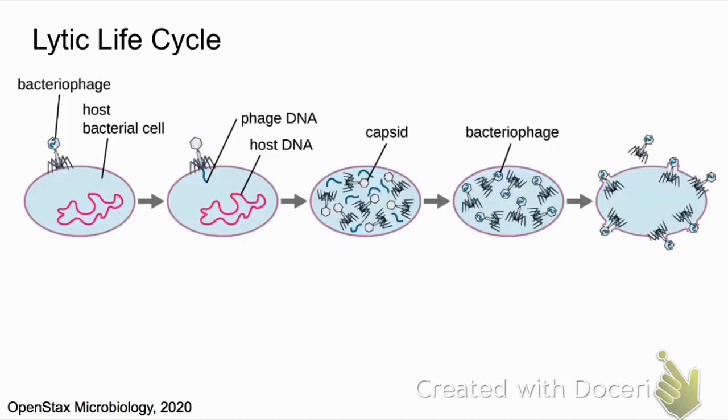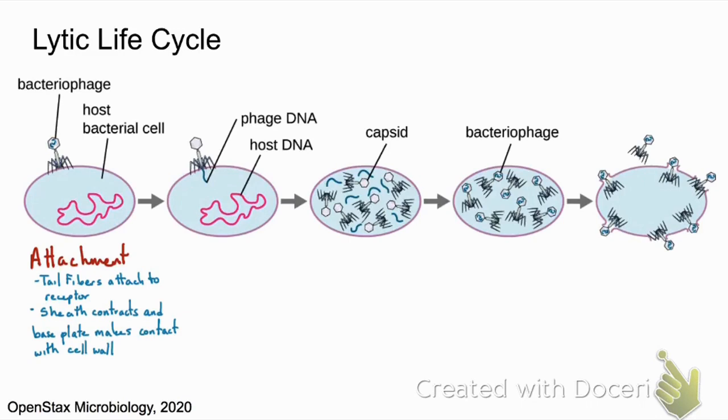Now, the lytic life cycle of a bacteriophage differs slightly from the lytic life cycle of eukaryotic viruses. In this example, we're going to look at 5 steps of the bacteriophage's lytic life cycle. In the first step, the bacteriophage is going to attach to the host. The tail fibers on the end of the bacteriophage will attach to the receptor, whether this be protein or lipopolysaccharide. The sheath is going to contract, and the base plate at the end of the bacteriophage is going to make contact with the cell wall.